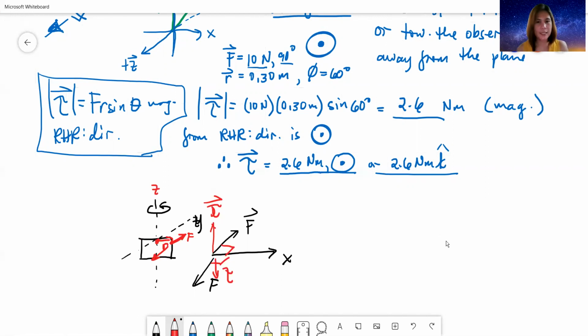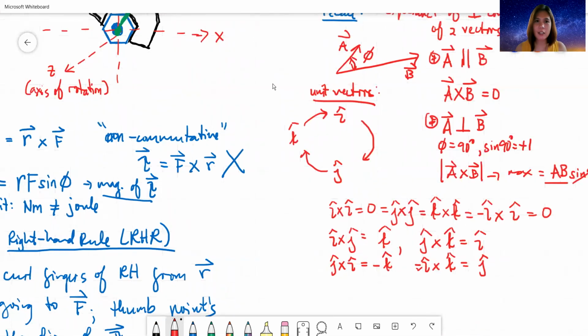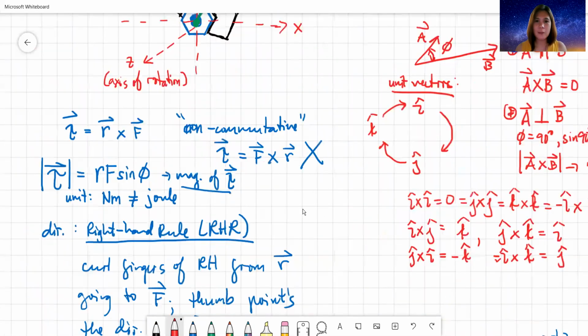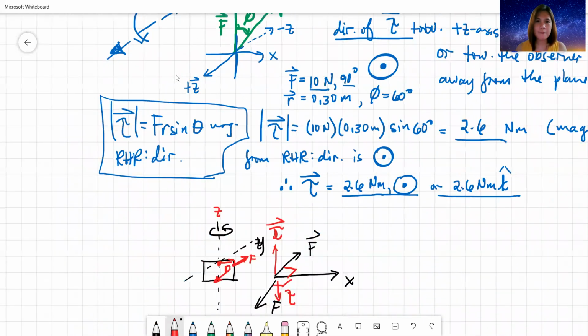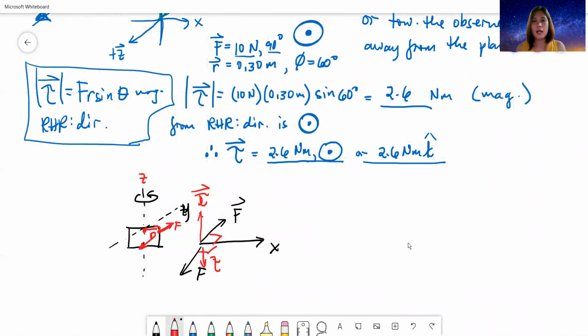Okay? Now I will have to stop here, and in the next video, I'll show another perspective in solving the torque. Our number 1 is the cross product. Our number 2 is using the magnitude FR sine theta and then the direction by the right-hand rule. In the next video, we will look at the same problem from a different perspective, so that you'll really see that there are so many ways of solving torque. You just need to choose your own perspective. Okay, I'll stop here for a while. Please stay well. See you next time.